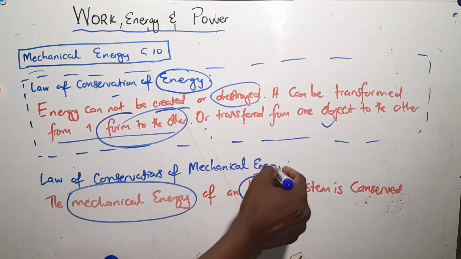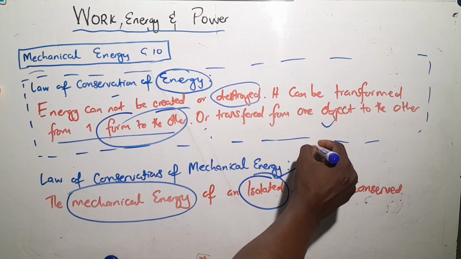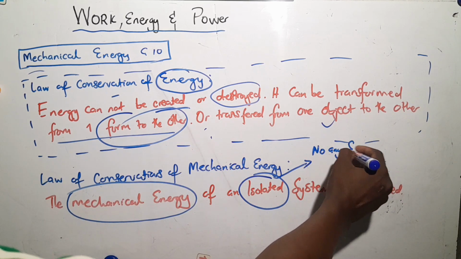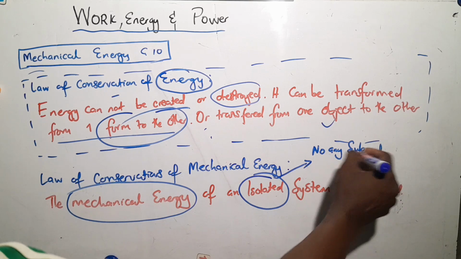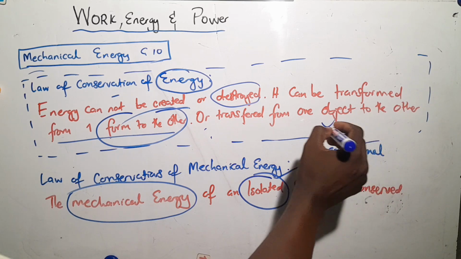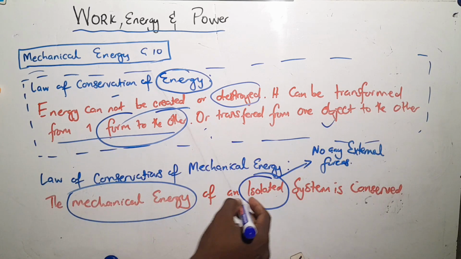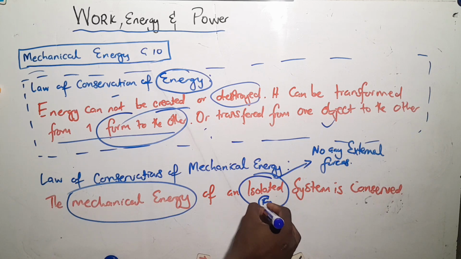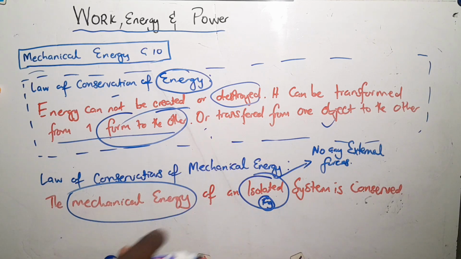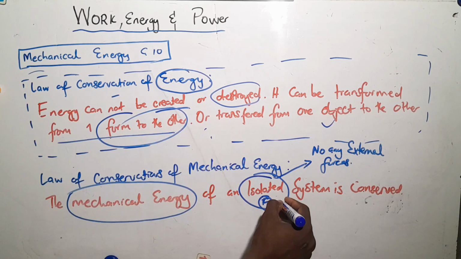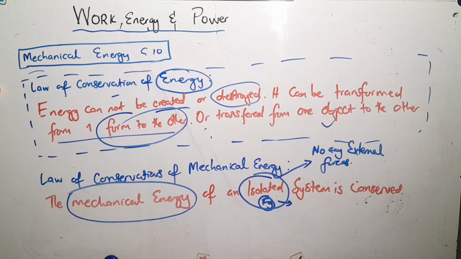So an isolated system, we know that this is a system where there are no external forces. There is only gravitational force at most, right? So most of the systems that are isolated, we know that only gravitational force is acting on those objects.